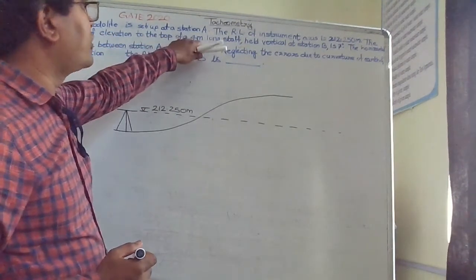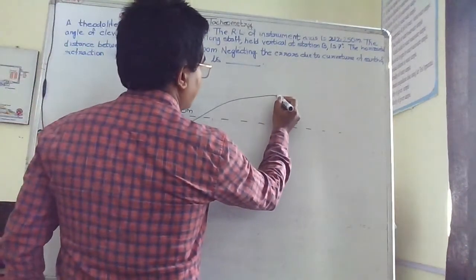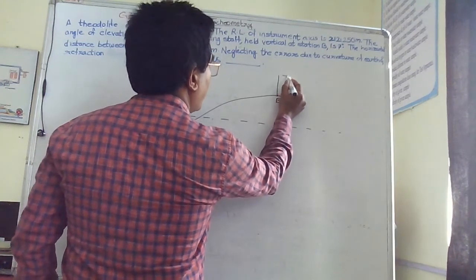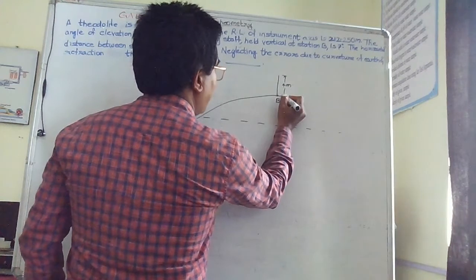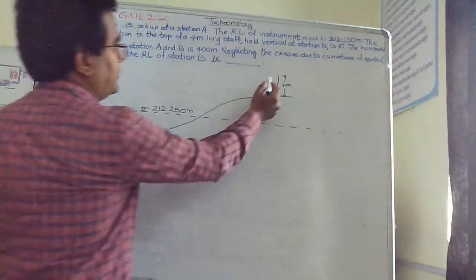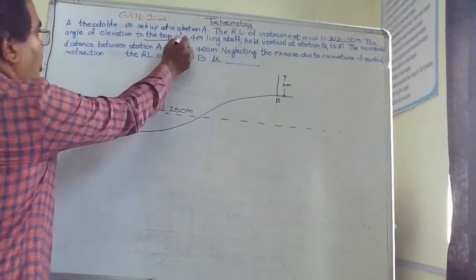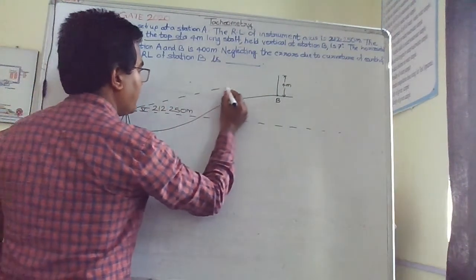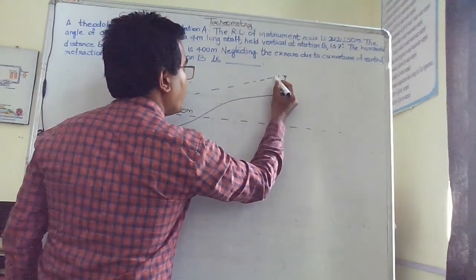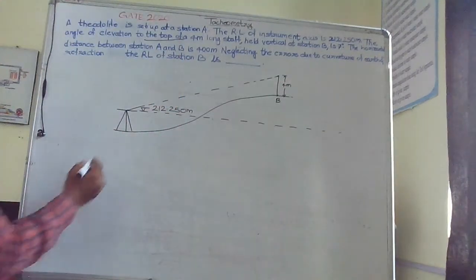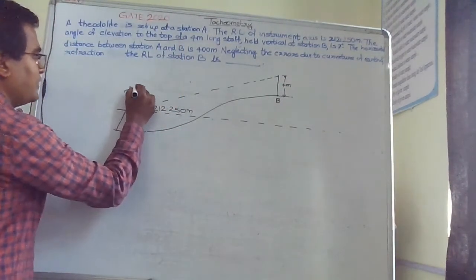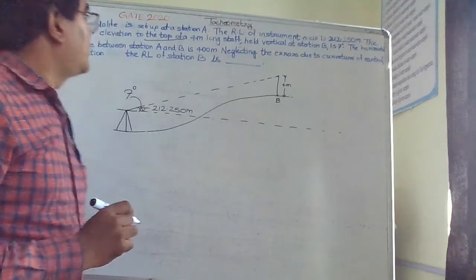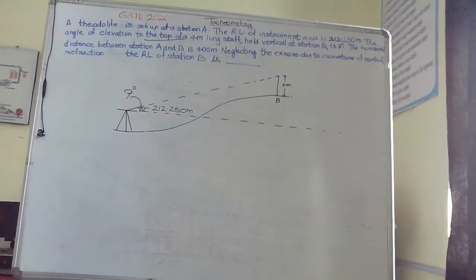This RL of this instrument axis is given, and here it is given that the angle of elevation at the top of 4 meter staff held at station B. Here there is another station B, and there is a staff of length 4 meter, and reading is taken at the top of this staff. So this angle of elevation is given as 7 degree, the angle of elevation to the top of this 4 meter staff. Okay. Then here what is asked?